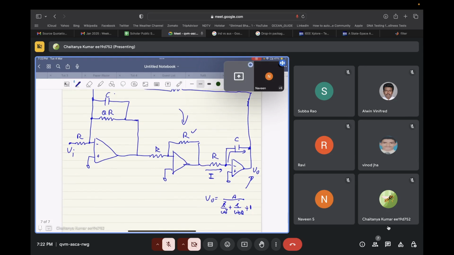Okay, so some current I is flowing through this resistor, and the same current, since it can't go inside this, will flow through this capacitor. Now, initially, when this capacitor is C, whatever this current is flowing, that current times this capacitor gives you this output voltage as minus 1 by S square by omega naught square plus S by omega naught Q plus 1.